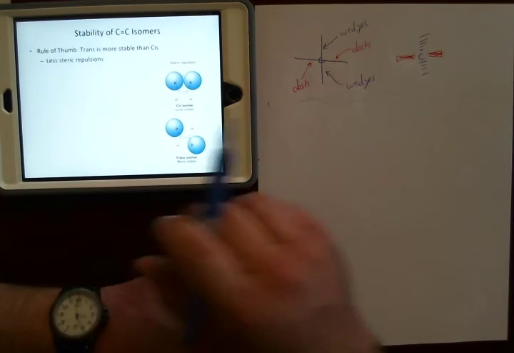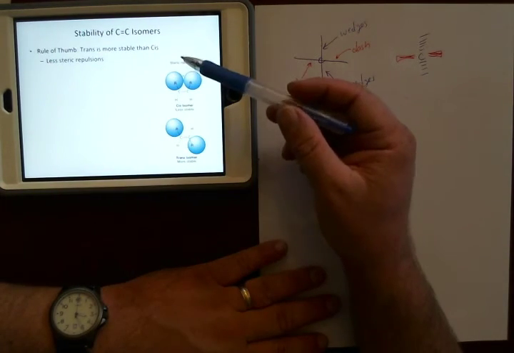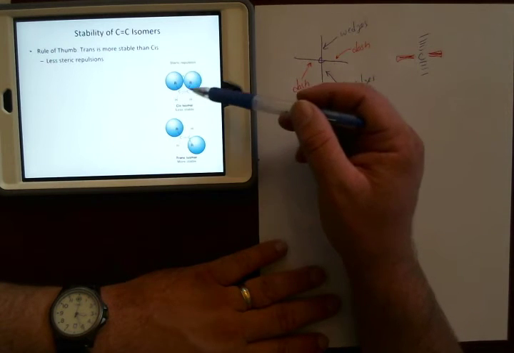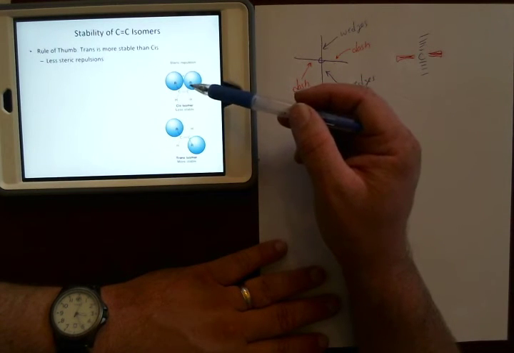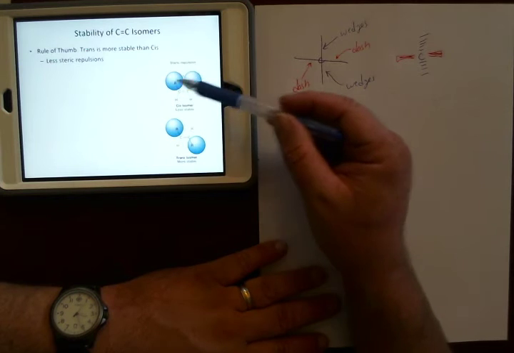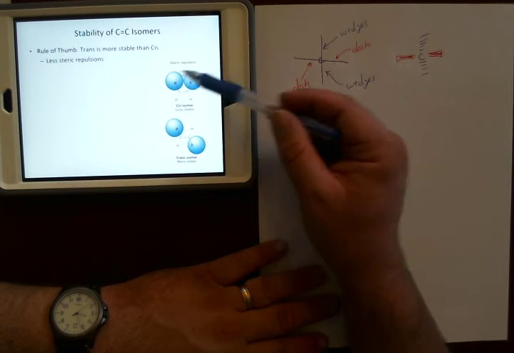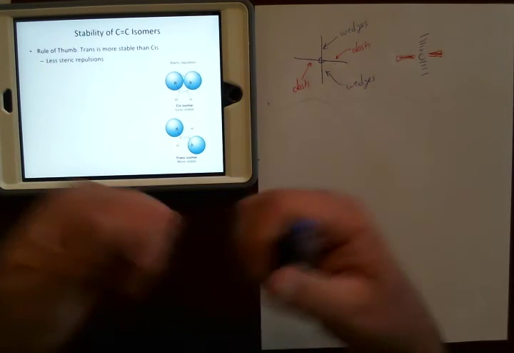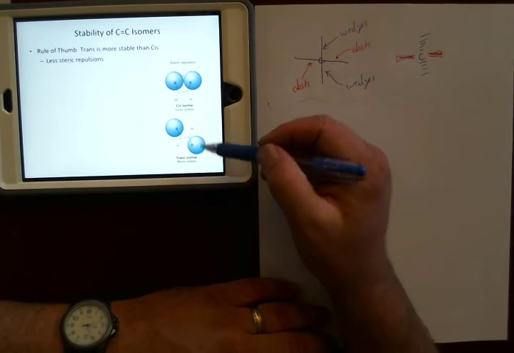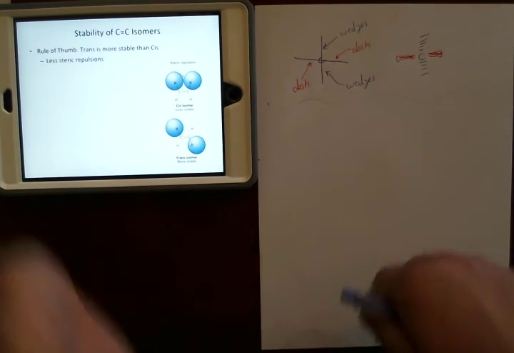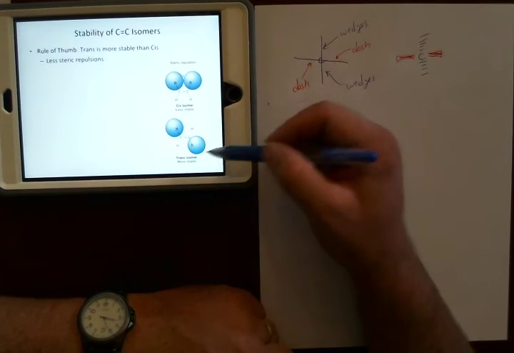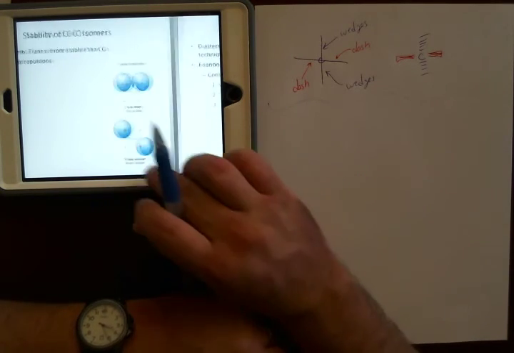Now, the other rule of thumb is that generally cis isomers are going to be less stable than trans, right? Because you're going to have the big groups, and up here the big groups are right next to each other, so there's going to be some repulsions. Here, in the trans, they're going to be pointed away from each other, so these are going to be more stable, generally.